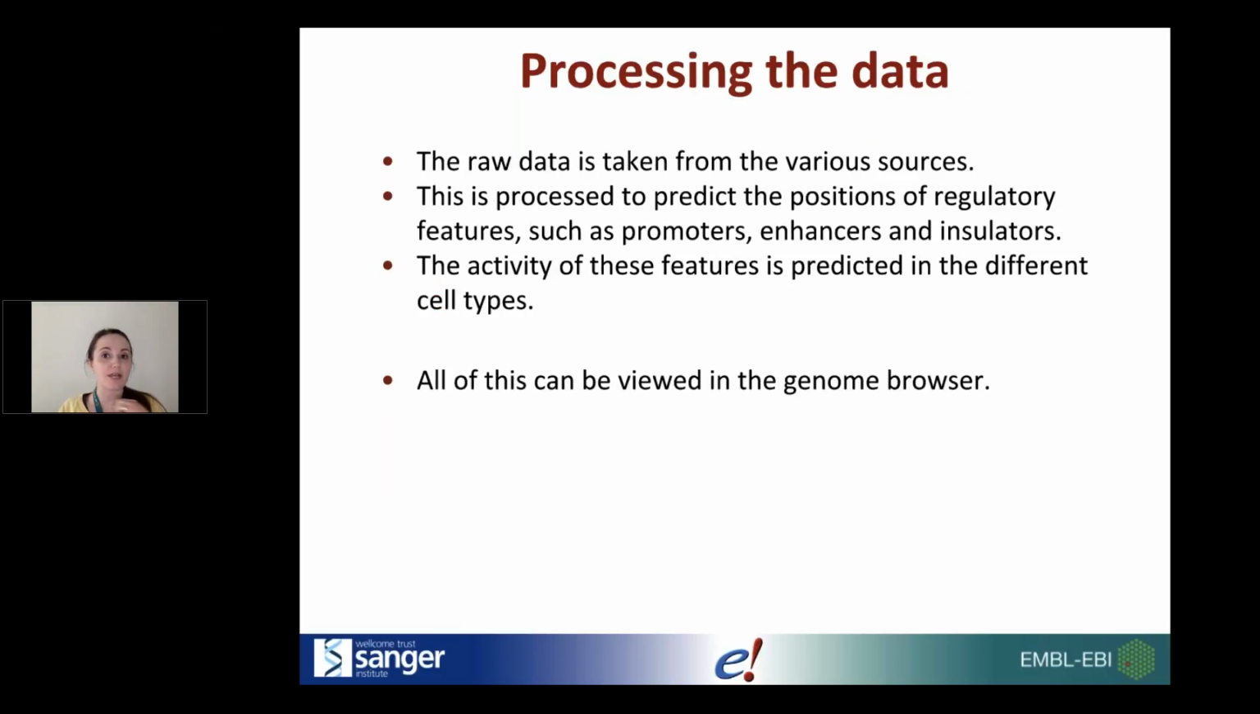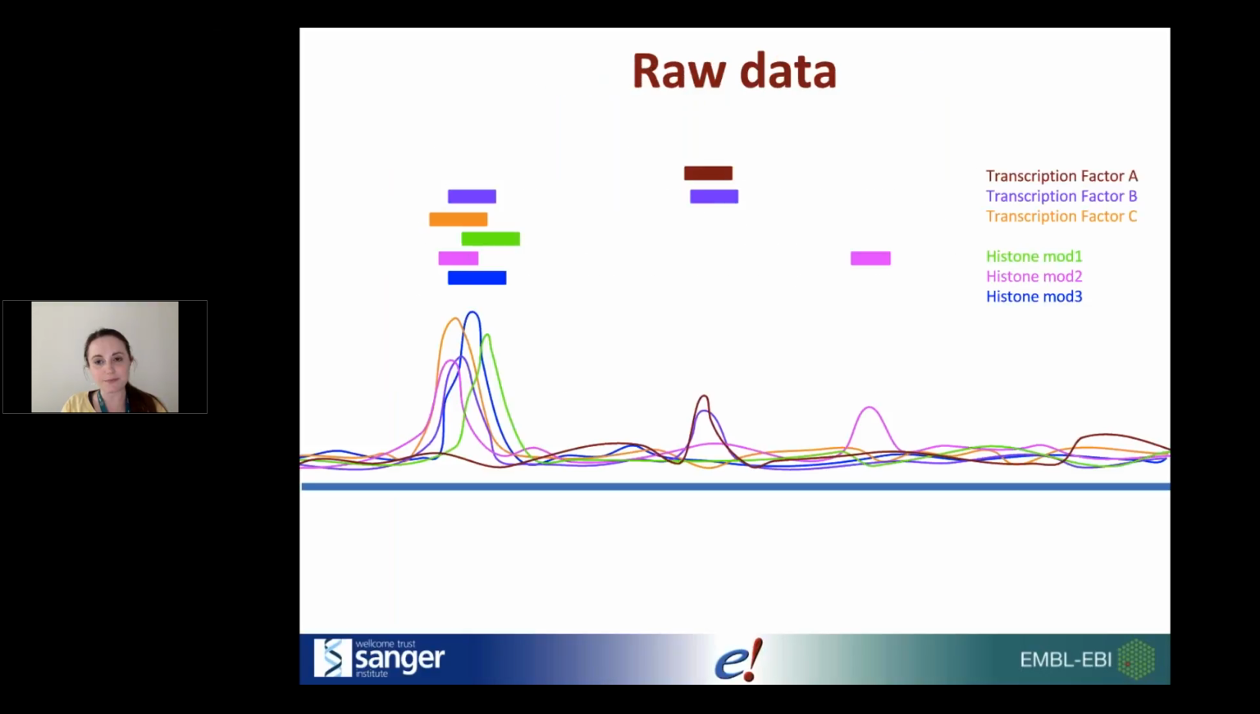So we take the raw data from the various sources, we process it to predict the positions of regulatory features such as promoters, enhancers, insulators, and we predict the activity of the features in the different cell types. And you can view this in the genome browser. You can also access it through our APIs and through BioMart. So this is the start point we're going from with our data.